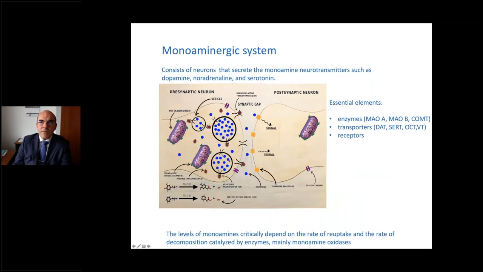So let's now define the monoaminergic system. It consists of neurons that basically secrete monoamine neurotransmitters such as dopamine, noradrenaline, and serotonin. When they activate the receptor, it's fine to decompose them, and these are enzymes that are monoamine oxidases, catechol-O-methyltransferases, then transporters like dopamine transporters, serotonin transporters, and receptors. These receptors are actually sensors that feel the neurotransmitters. So the levels of monoamines critically depend on the rate of reuptake, and the rate of decomposition is, of course, controlled by enzymes, and monoamine oxidases are essential enzymes to maintain the level of monoaminergic neurotransmitters.